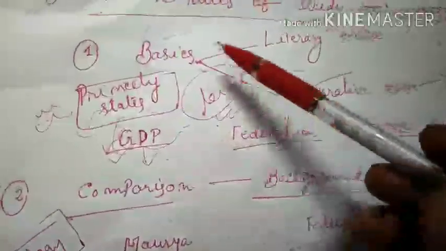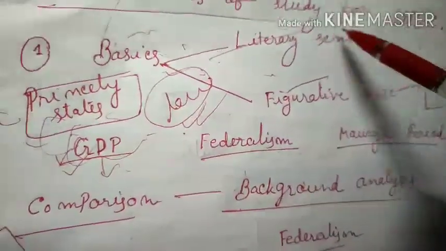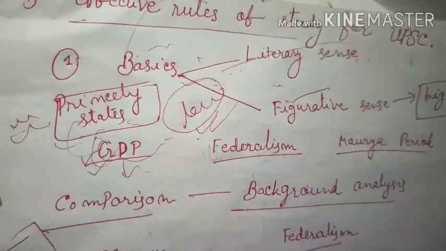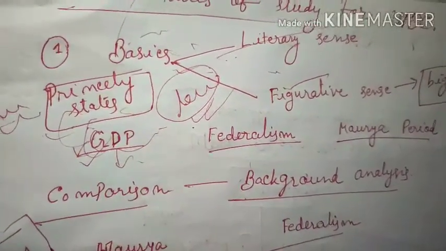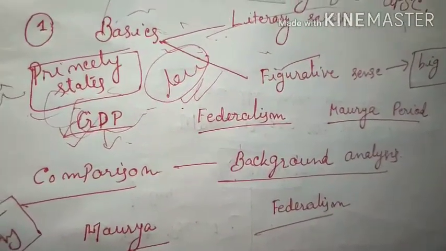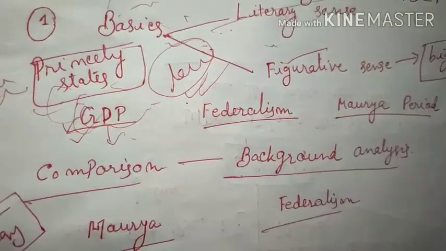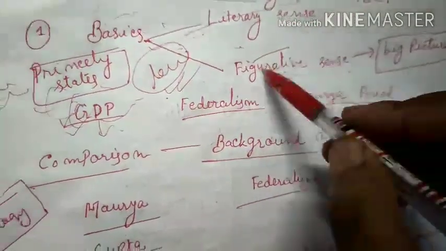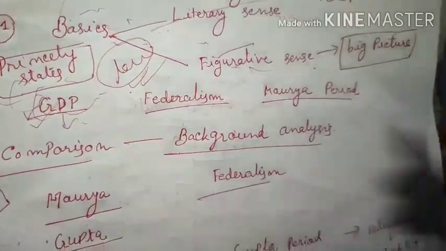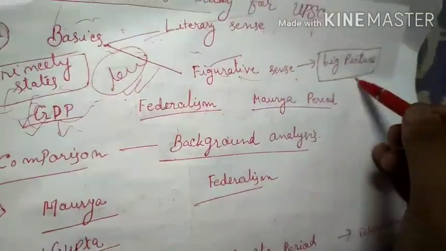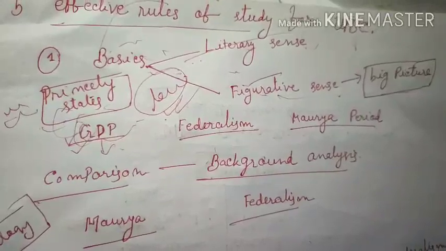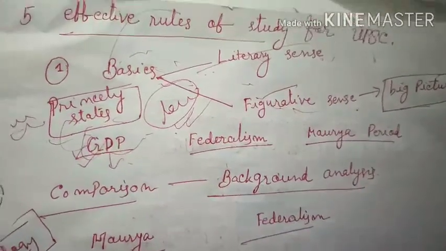So there are two implications of basics. One is the literary sense. Literary sense means the definition: what the dictionary meaning says, in case of polity what the constitutional implication of that term is, in case of ethics what the moral sense or the scientific explanation of that term is. And the other is the figurative sense. Figurative sense means after deciphering the definition of the term, we should try a little bit of the big picture, not so much big, but a little bit big. That means we try to find out the other related implications of those terms.